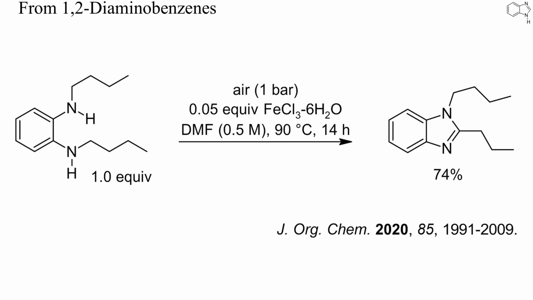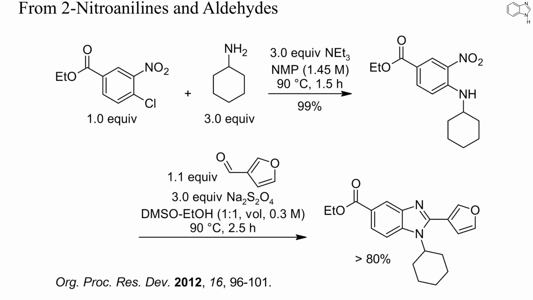1,2-bis-alkylaminobenzenes can be cyclized to benzimidazoles under mildly oxidizing conditions, as shown here. An imine was formed initially, which cyclized to an imidazoline and then aromatized. Instead of diaminobenzenes, also 2-nitroanilines can react with aldehydes to the corresponding benzimidazoles.